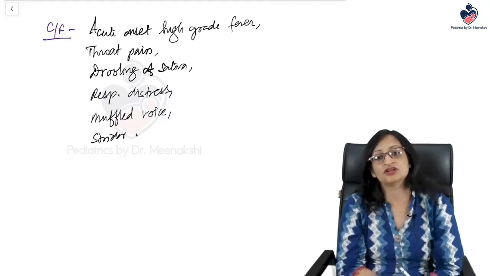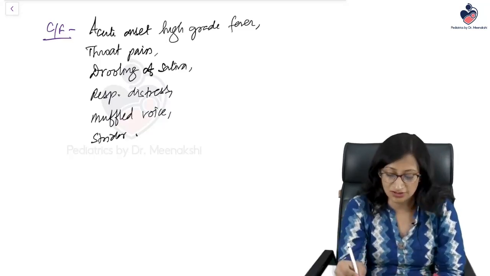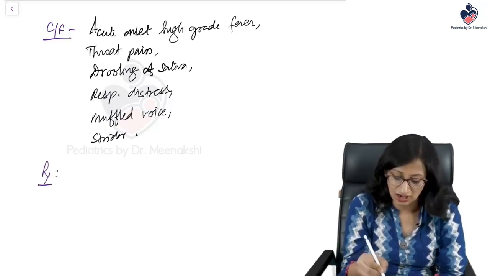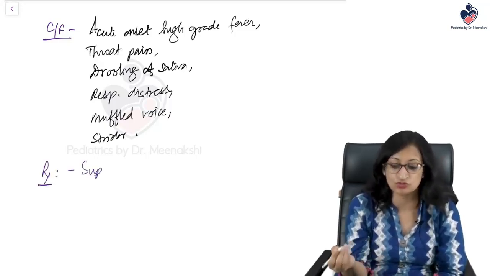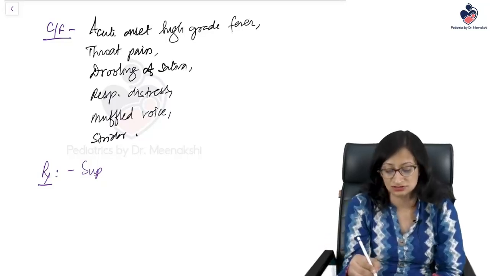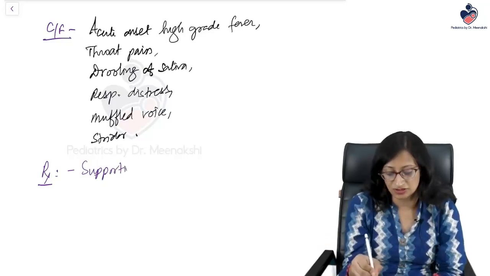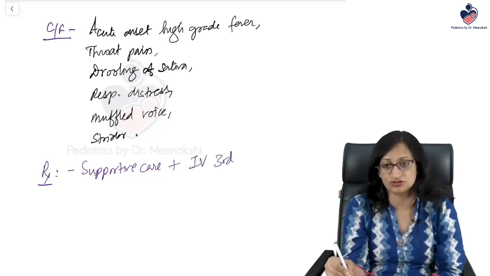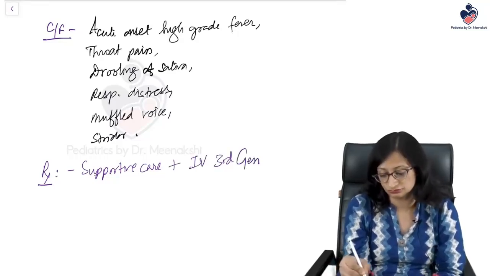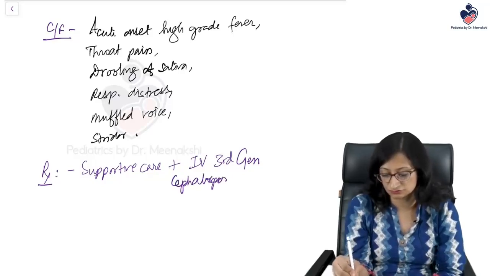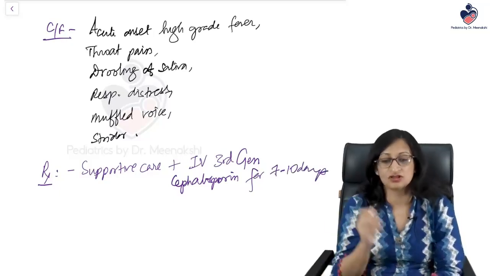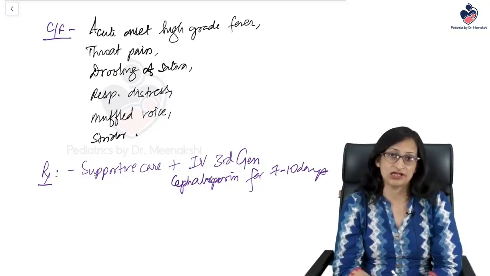Okay. The treatment includes good supportive care, respiratory support, and use of third generation cephalosporins IV for 7 to 10 days, like ceftriaxone. So, supportive care plus IV third generation cephalosporin for 7 to 10 days, like ceftriaxone. So that is about acute epiglottitis.